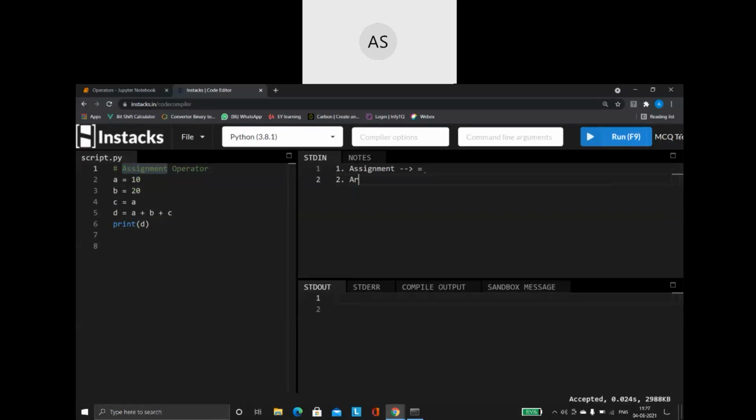The next operator is my arithmetic operator. The next operator I will be discussing is the arithmetic operator. Okay. So what are the different arithmetic operators supported by Python? So arithmetic operators. What are the arithmetic operators I have? Obviously addition, subtraction, multiplication. These three are common. Now other than this, what else I have?